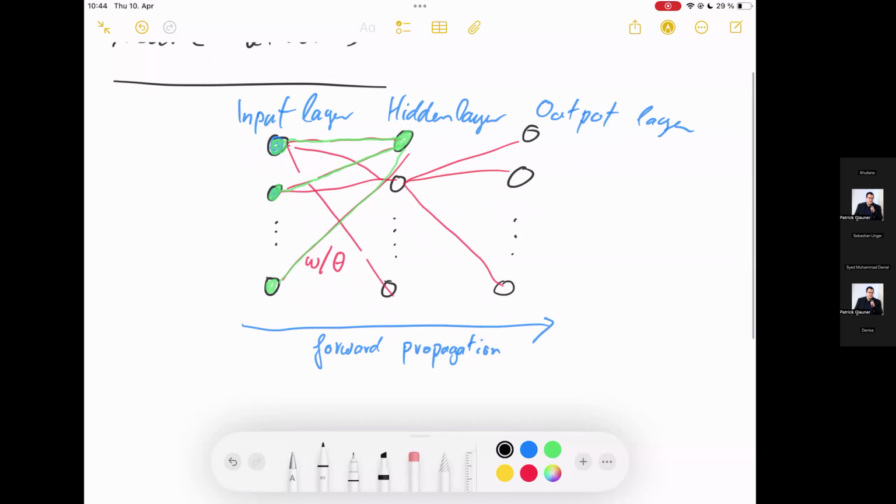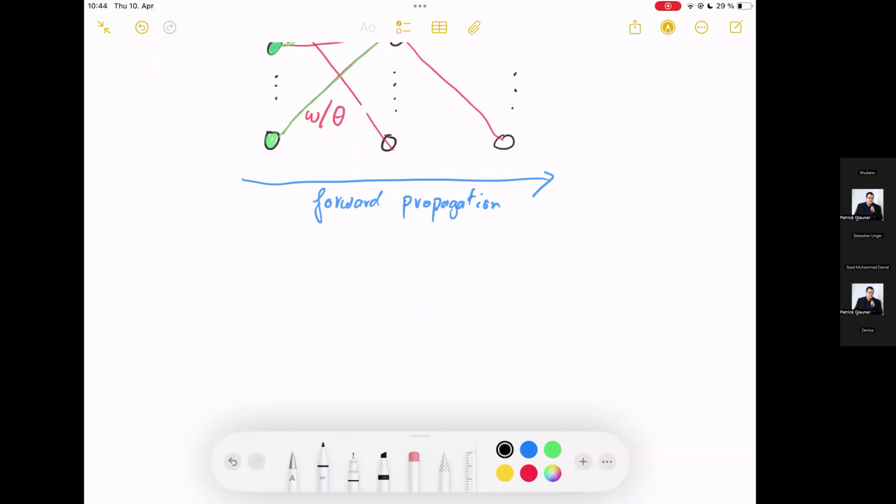In the slides, I use a notation for something like this, where I say I have a weight w with a lower index ik and an upper index j. What does that mean?